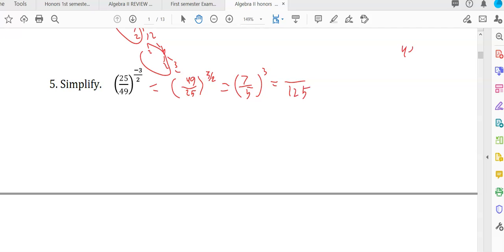So 49 times 7, 63, 6, and 28 is 343. 343, that's what it is. Okay, so 343 over 125. I think that's good enough.